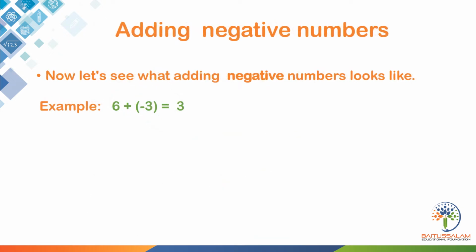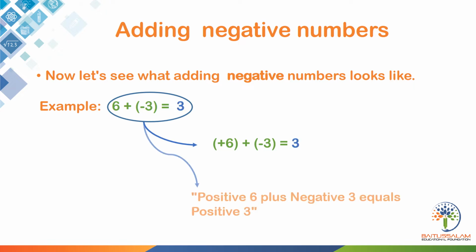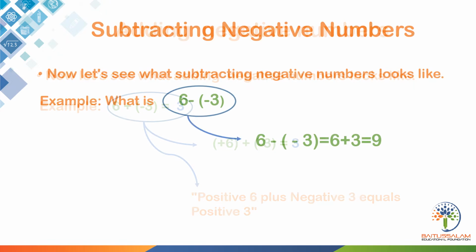Adding negative numbers. Now let's see what adding negative numbers looks like. If we are given a task to find the sum of 6 and -3, it would be just like finding the sum of +6 and -3, and the answer would be 3. We studied before that the product of a positive integer and a negative integer is negative. The same is the case here, and the answer is 3. Thus, +6 plus -3 equals +3.